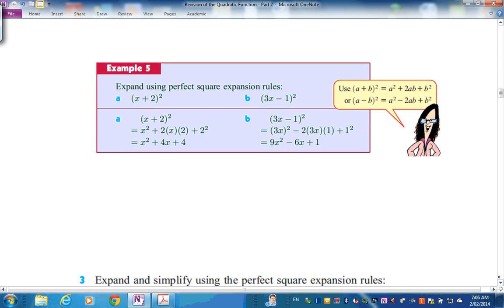Alright, sample 5, using perfect square expansions, these up here. When the two brackets are the same, you're squaring the brackets. And what is it? What would you say here? Let's try and do it generically. First term squared plus twice the product plus second term squared.